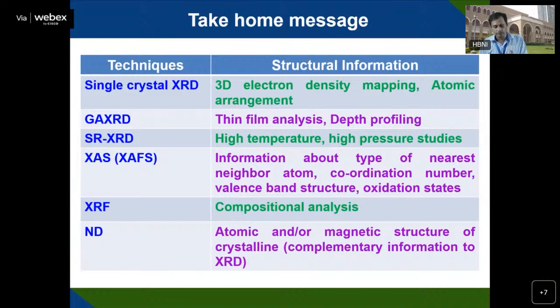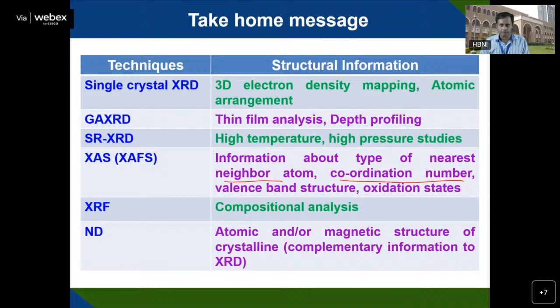Even at trace levels, you can perform high temperature and high pressure measurements, as well as EXAFS absorption spectroscopy, where X-ray absorption fine structure is measured either using the near edge, XANES, or extended X-ray absorption fine structure. We will be able to get information about nearest neighboring atoms, coordination numbers, as well as valency and oxidation states. Those things you can find out.